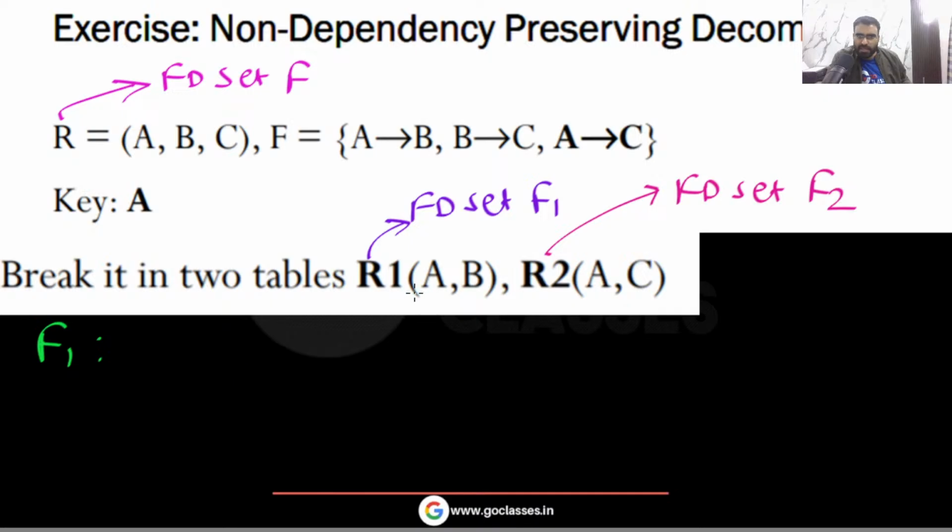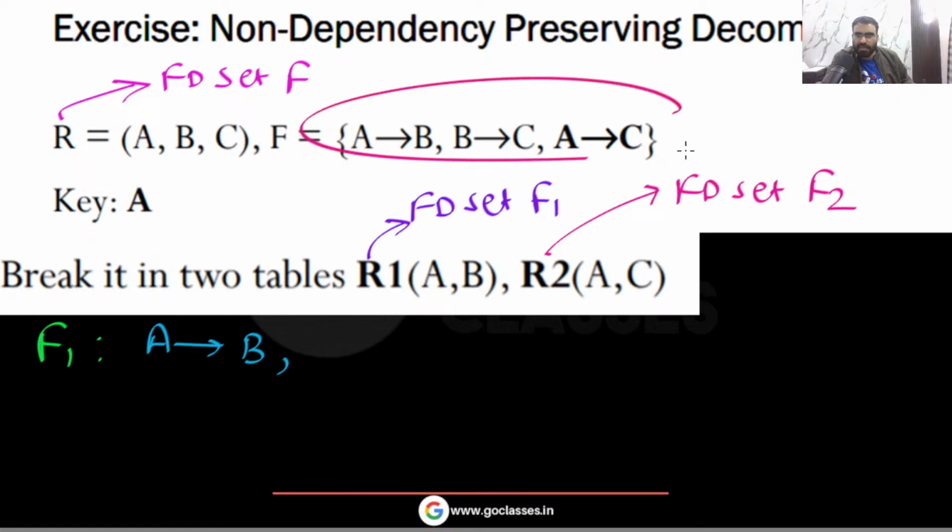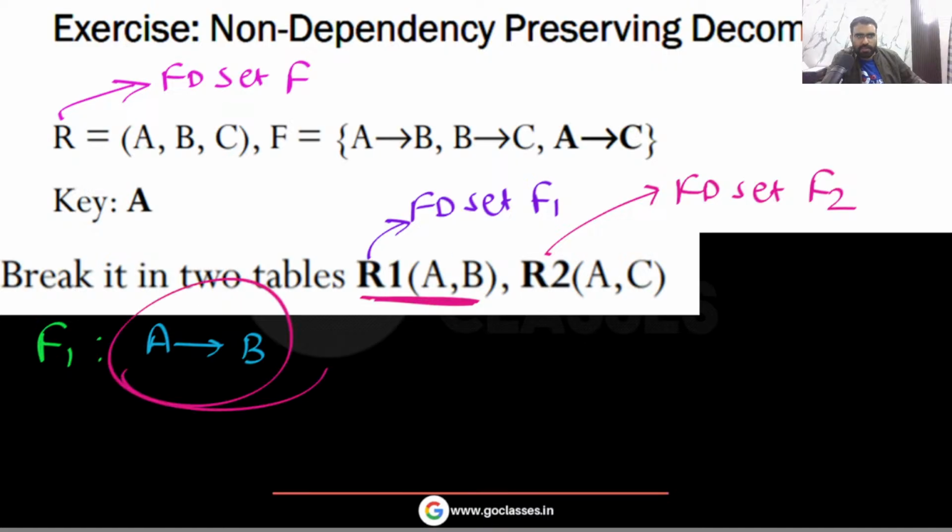Let's see. Can A determine B? Yes, A can determine B. So definitely in this F1 we will get A determining B. What about B determining A? Can B determine A? You can easily see no, B cannot determine A. So this is F1. In this relation R1 only this functional dependency will hold. Among the attributes AB only this functional dependency will hold.